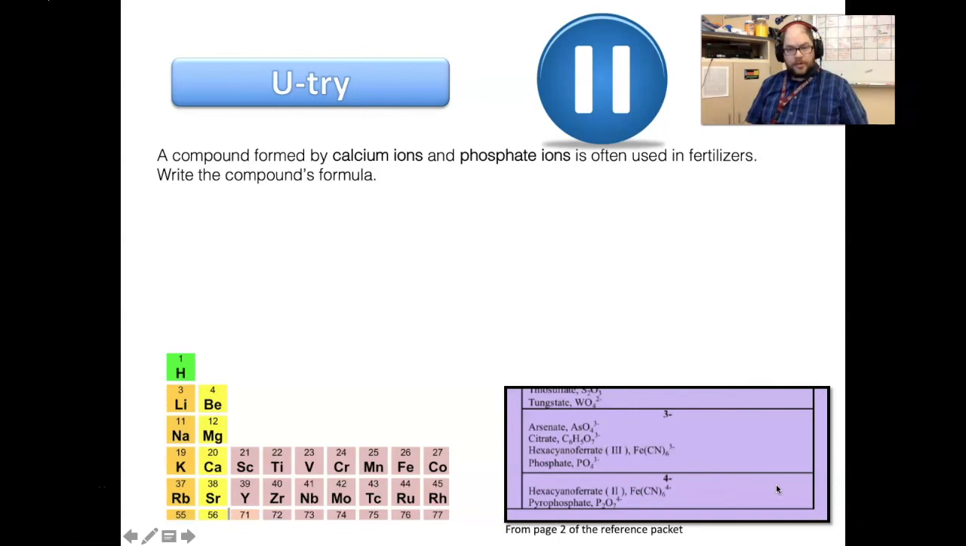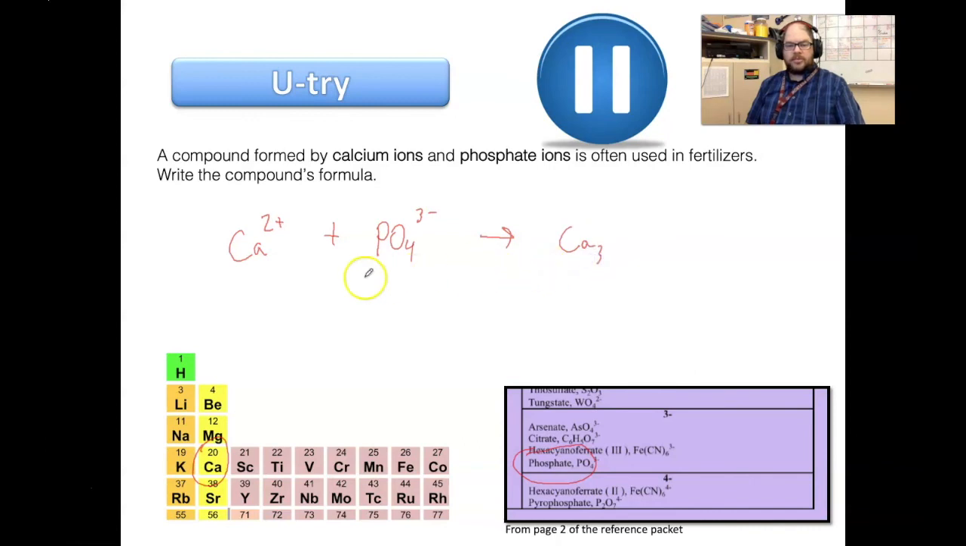Okay, I hope you were successful at that. Let's take a look at how to solve this. First of all, I'm going to look up calcium. I'm going to see that calcium is in that second column, so it's a 2+ charge. And then I'm going to look up phosphate. Oh, here's my phosphate. PO4 is my phosphate, and it's a 3- charge. So I have a 2 and a 3 again. How do you get 2s and 3s equal to each other? That's right, bump it up to 6.